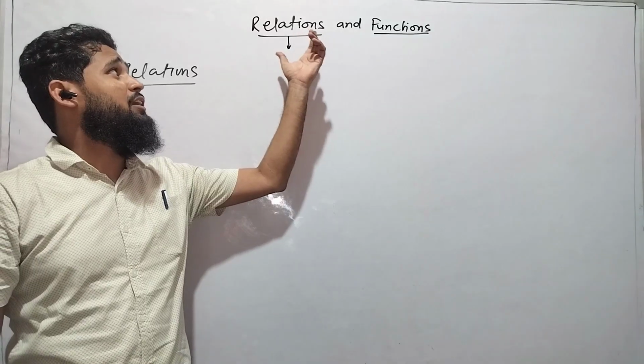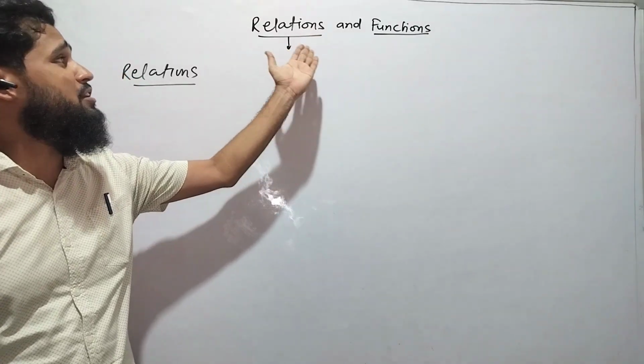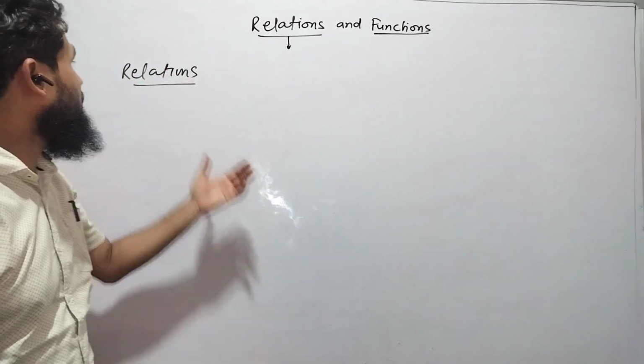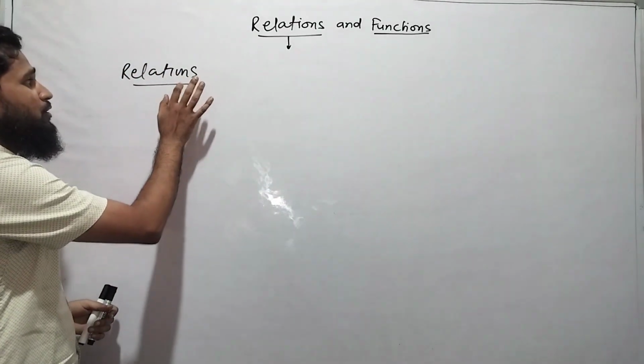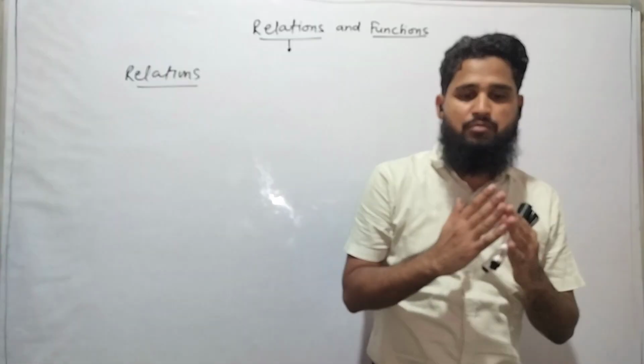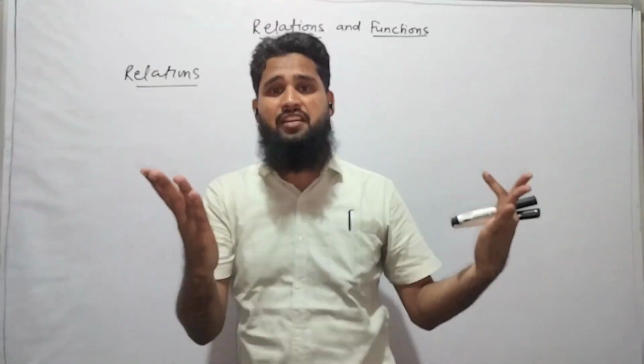Today we have to start our first chapter, Relations and Functions of Class 12th Mathematics. Now, first we have to understand what is the meaning of relation. Relation means connection. Relation means संबंध. Relation means एक एलिमेंट को दूसरे एलिमेंट के साथ कनेक्ट करना.